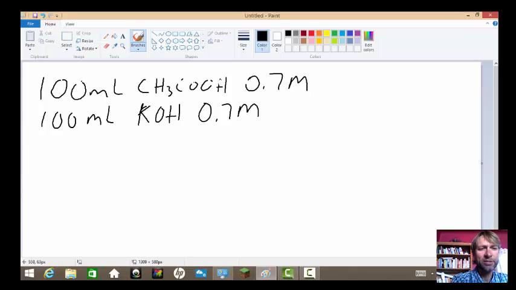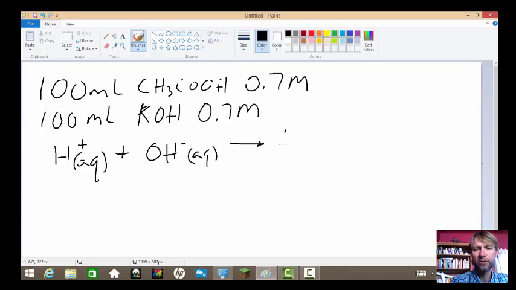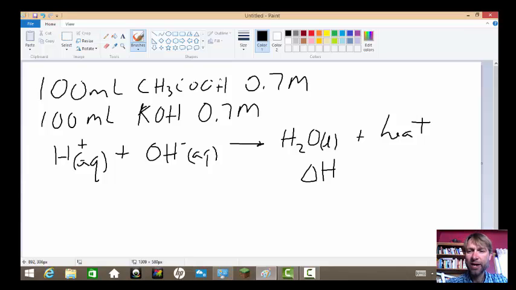Now the net reaction is H+ (aq) plus OH- (aq) goes to H2O (l), and of course it gives off heat. And the delta H is the heat of neutralization or the heat of reaction, and that's what we're going to try to calculate. We know that it's negative because heat was released and the temperature went up.